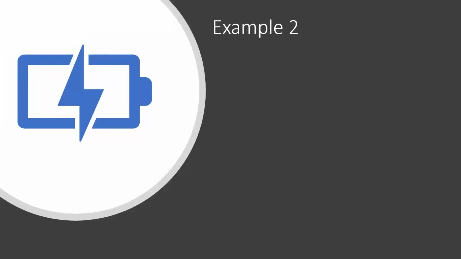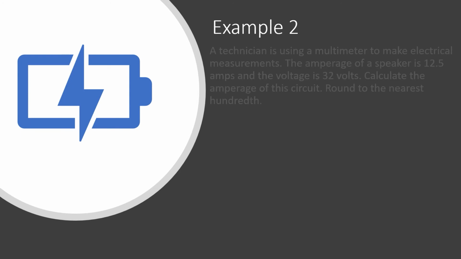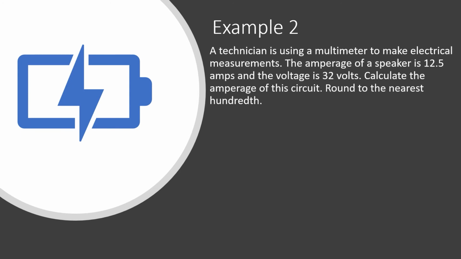In our second example, a technician is using a multimeter to make electrical measurements. The amperage of a speaker is 12.5 amps, and the voltage is 32 volts. Like with all Ohm's law problems, the first step is going to be finding the appropriate formula to solve for the value you're looking for. In this case, because we're looking to solve for resistance, we'll use the formula resistance equals voltage divided by amperage.